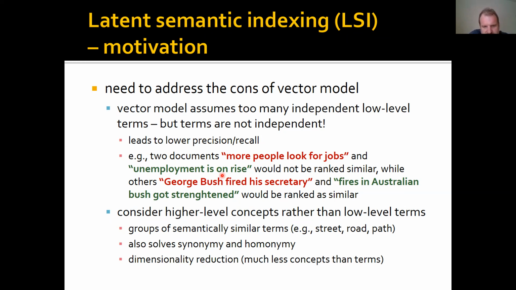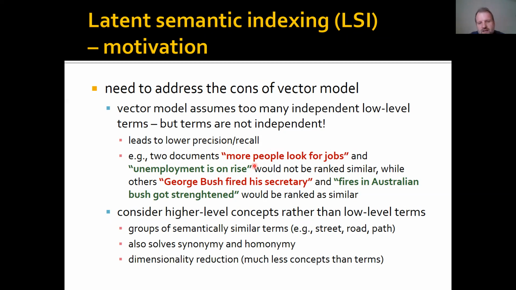Here is a motivation example of why to do that. We have two documents, and these are titles. One is about more people looking for jobs, and the second is unemployment is on the rise. If you just interpret these titles, both documents basically have very similar semantics. It's about people having no jobs, because people look for jobs and there is unemployment. So people have no jobs if there is unemployment.